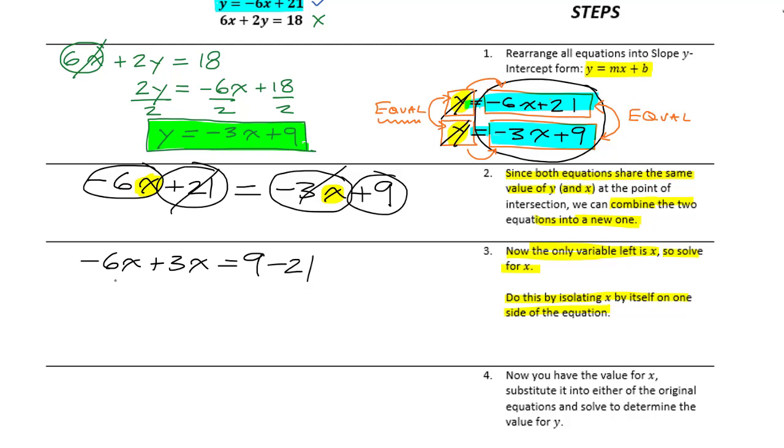All right, so we've just collected the x's on one side, collected the constants that don't have x's on the other side. Negative 6x plus 3x is negative 3x. 9 minus 21 is negative 12. There we go. And to finish it off, divide both sides by negative 3 to completely isolate the x. And you get x equals 4.